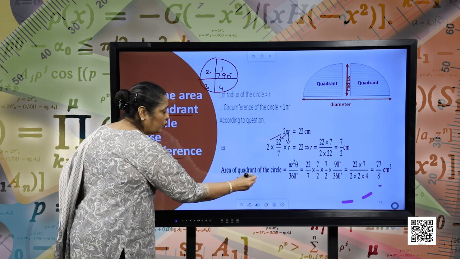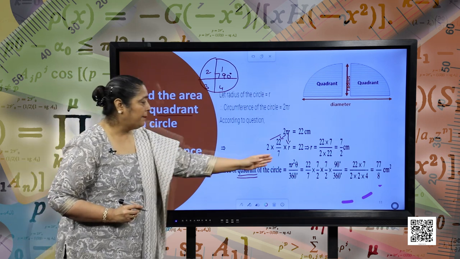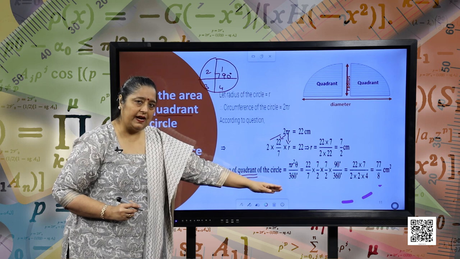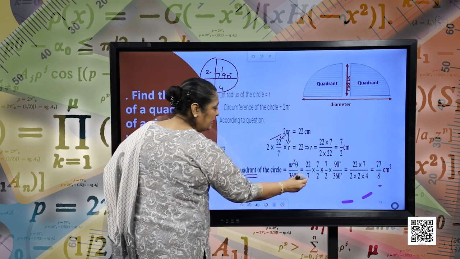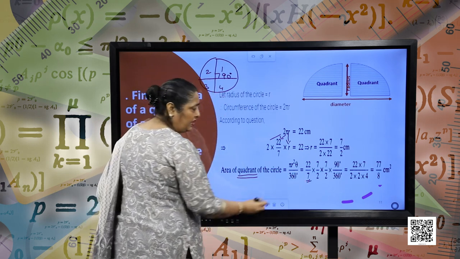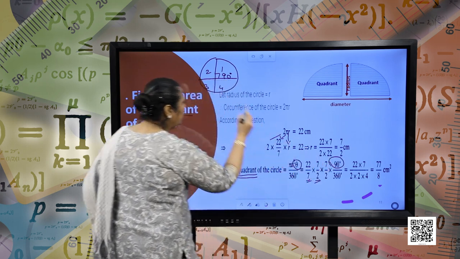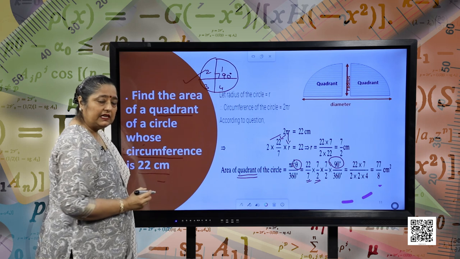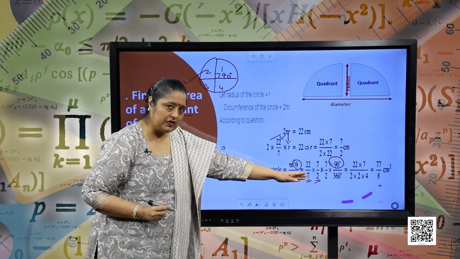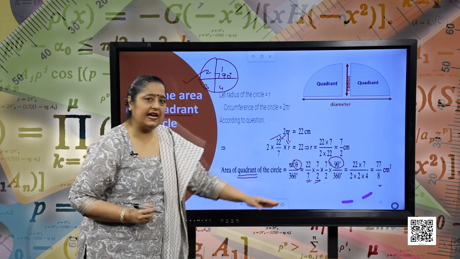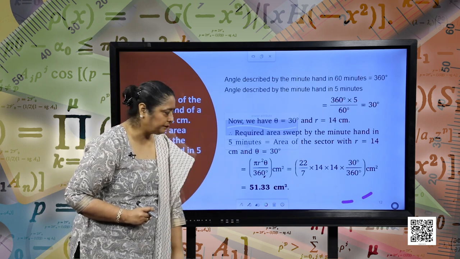Then, the area of the quadrant of the circle. Now, we know that the quadrant of the circle is also a sector of the circle. So, the formula will be pi r square theta divided by 360 degree. Substituting pi as 22/7, radius r as 7/2 and theta as 90 degree, because in a quadrant the angle is 90 degree. Substituting all the values and solving it further, we have 77/8 centimeter square as the area of the quadrant. I hope this is clear.